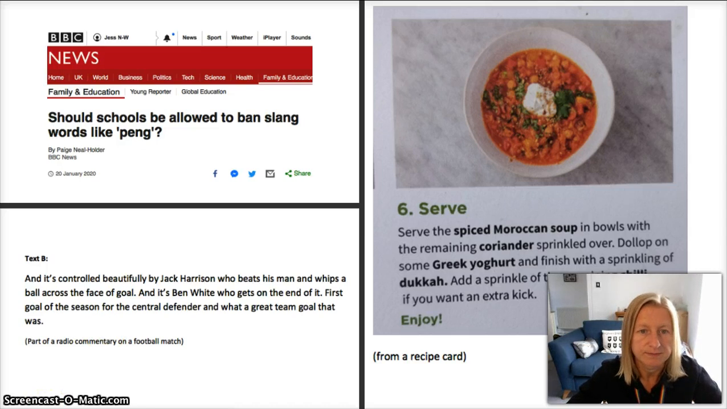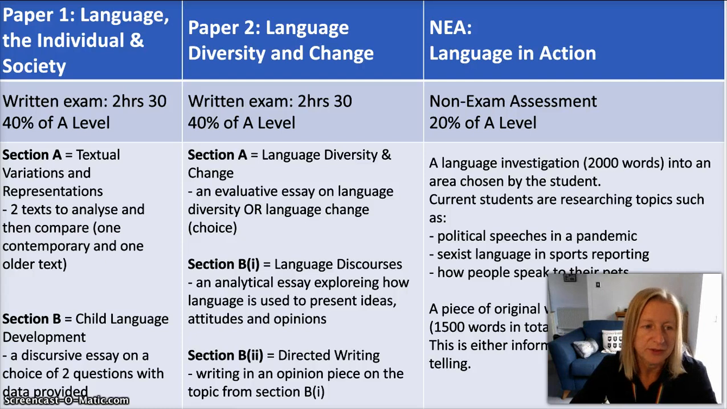Like many of your A-levels, English language is split into 3 areas. So we've got 2 papers, exam papers, both of equal lengths and both of equal weightings in terms of their percentage of value to the A-level. And then we have our NEA, our non-exam assessment, which is 20% of the final A-level mark.